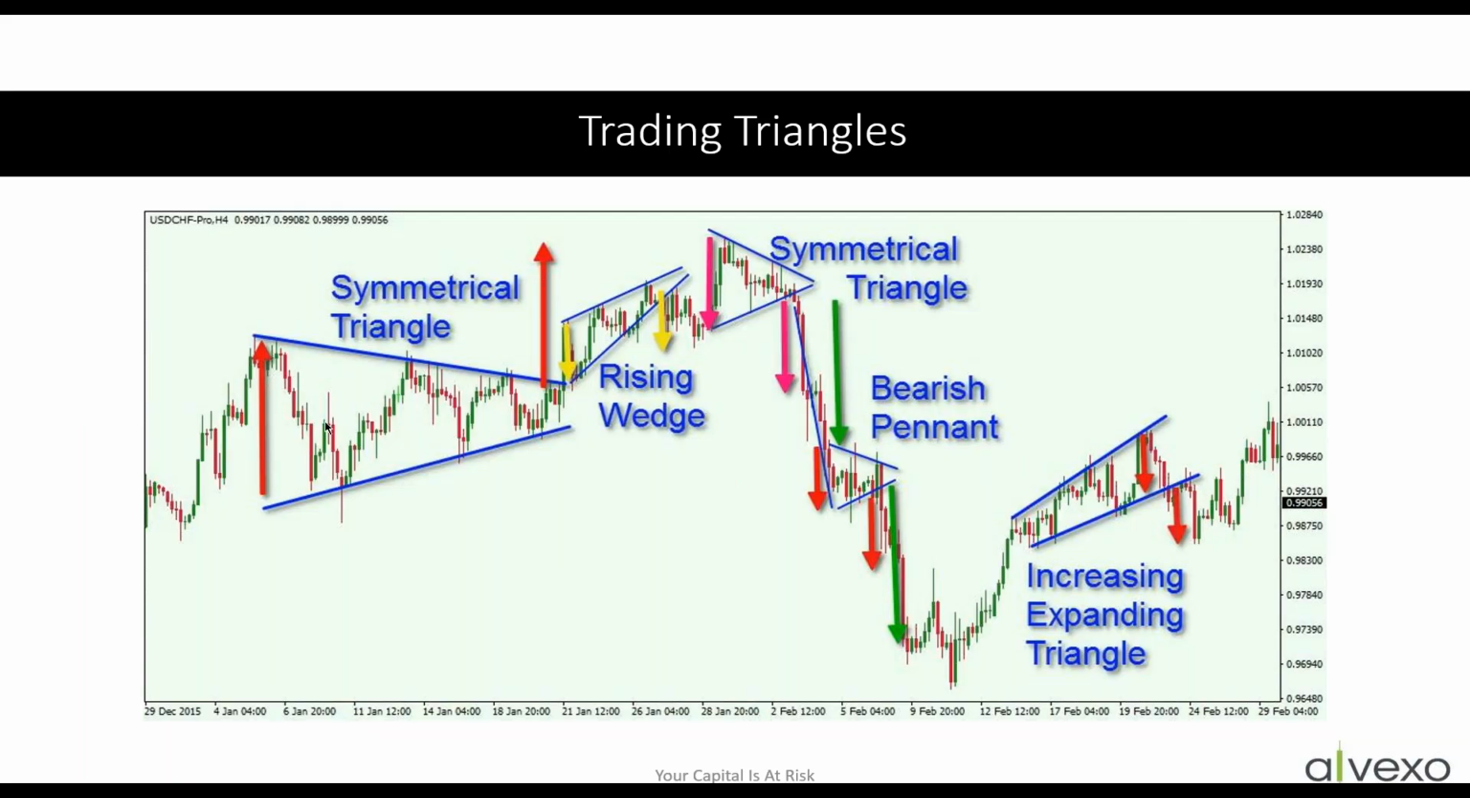So what do we have? We have symmetrical triangles, we have rising wedges, we have bearish pennants, we have expanding triangles. They're all the same thing, all triangles. So let's not overcomplicate anything. Let's make it clean and simple: two lines moving at different degrees or the same degree to form an apex.